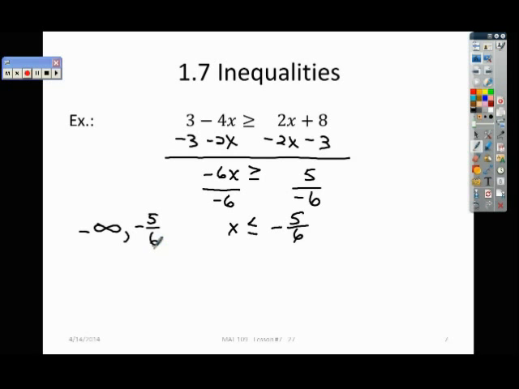And I said infinity always uses a parenthesis. What about my negative 5/6? And why is it a bracket? Because of this equal sign. What you can do is, whenever you have this, if you have an equals part to it, that end of your interval will always be a bracket. Whenever you have that equal sign, that end of your interval.